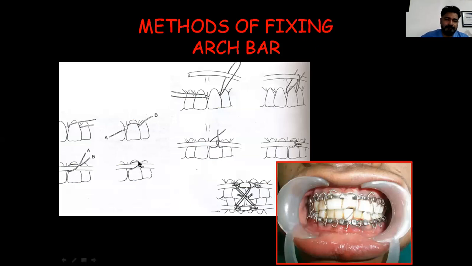So step by step, first pass a wire, then place an arch bar here and tie the wire, and continue with all the teeth. Then when the teeth are secure and the arch bar is secure, put separate wires and do cross arch wiring. This is the cross arch wiring. So first the arch bars are secured, and then cross arch wiring is done.